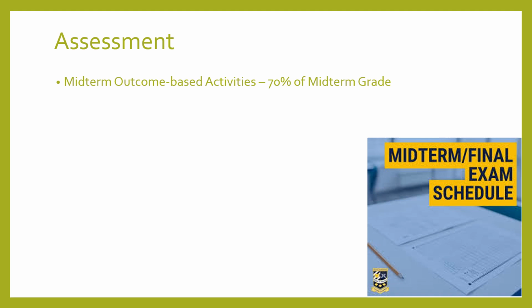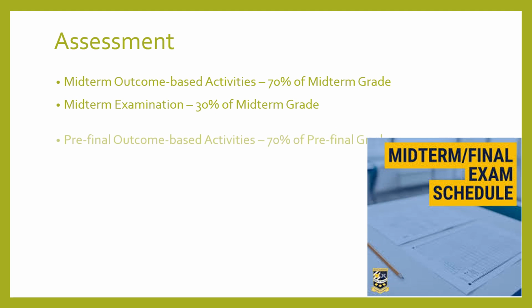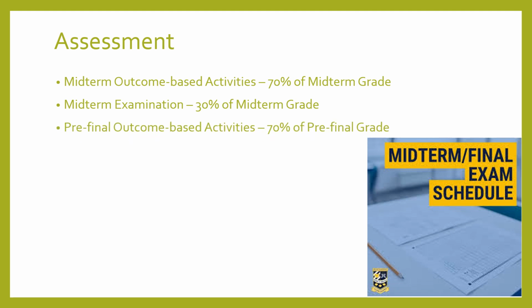As for the ways on how to assess our performance, first we have midterm outcome-based activities that will consist of 70% of the midterm grade, and of course the midterm examination, which will be 30% of the midterm grade. And then we have pre-final outcome-based activities that will be 70% of the pre-final grade. And of course, we have the final examinations, which will be 30% of the pre-final grade.